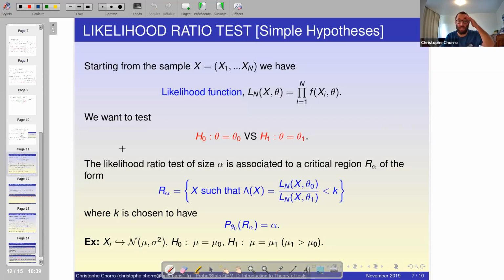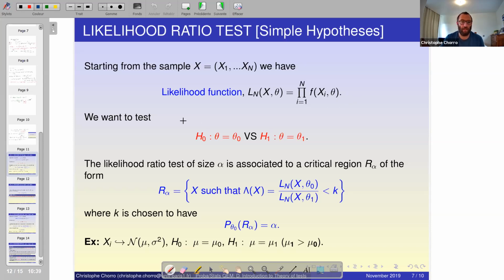So let me explain the log likelihood ratio test. I am in this situation: I have my capital N observations, an n sample. I have the associated likelihood function as defined previously, the product of the density taken at the xi, with theta, that is my parameter I want to deal with in the test process.